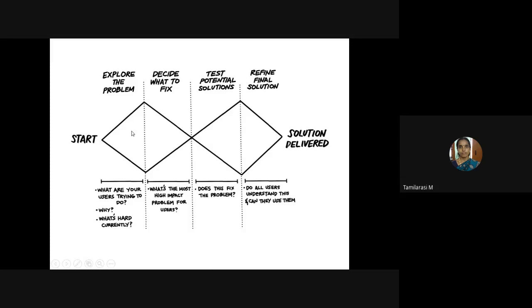Okay, from that exploration you have to pick up the most important problem that you want to solve. So that is the convergent part. Once you fix the problem, you are going to solve it, then you can generate plenty of solutions to solve that problem. Again, it is going to the divergent part. So test all the possible solutions and then you can deliver it to the customer.